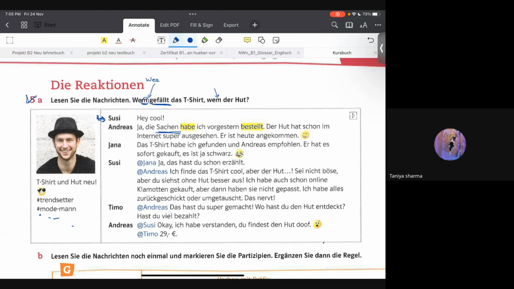Yes. Okay. Jana: Das T-Shirt habe ich gefunden und Andreas empfohlen, vorhin. I found that T-shirt and recommended it to Andreas. Er hat es sofort gekauft, es ist ja schwarz. He bought it immediately, and it is black. Okay. Next, Kamli.